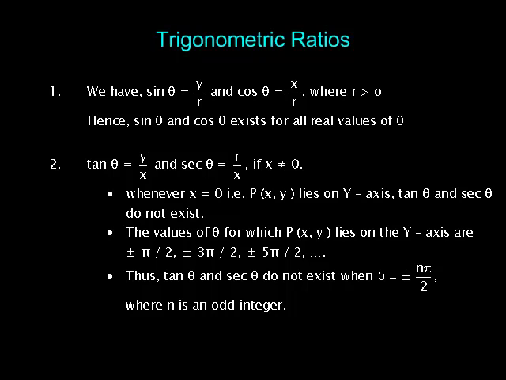Tan theta equal to y upon x and sec theta equal to r upon x if x not equal to 0. Whenever x equal to 0, that is whenever the point P lies on the y-axis, tan theta and sec theta do not exist. The values of theta for which the point P lies on the y-axis are plus minus pi by 2, plus minus 3 pi by 2, plus minus 5 pi by 2, etc. Thus, tan theta and sec theta do not exist when theta is an odd integral multiple of pi by 2.